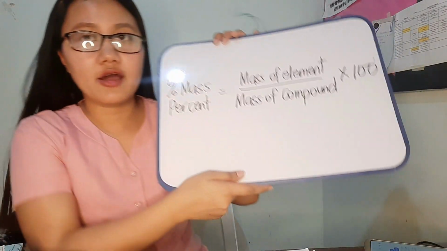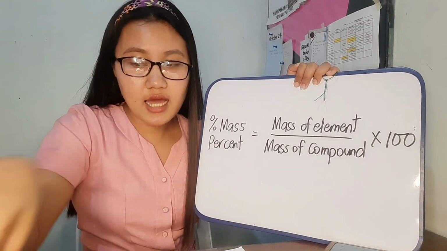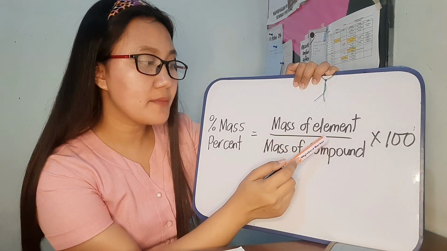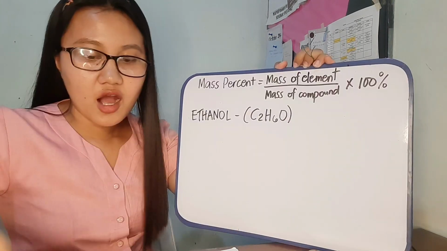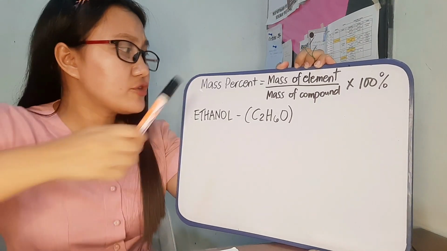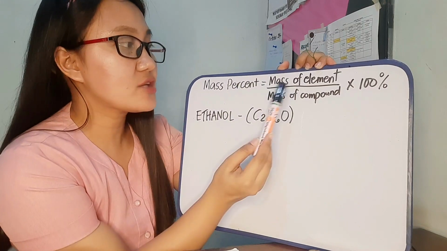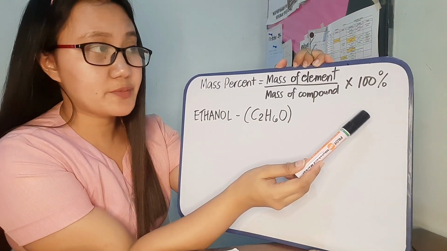Okay, may gagamitin tayong formula on how we're going to get the mass percent of a certain element. Okay, how do we get this? Okay, we're going to use this formula. So we have percent mass is equal to mass of element over mass of compound times 100. Okay, so this time, ito na yung gagamitin nating formula sa pagkuha ng ating mass percent. So, ulitin natin, we have mass of element over mass of compound times 100%.